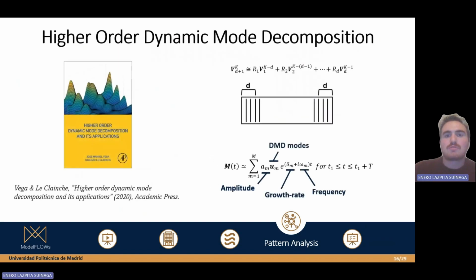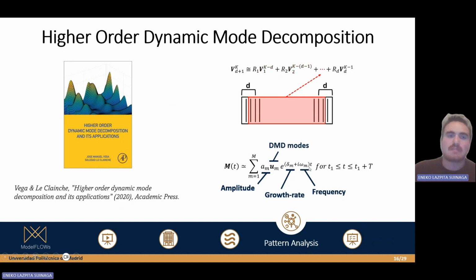So if we want to do a temporal analysis, we will have to go to different algorithms. And in our case, we're going to use the higher order dynamic mode decomposition. And that is well explained in this book, where you have different examples or even the code, so you can check it out. But basically what we are trying to do is, with some kind of windowing process, obtain the different DMD modes that have an associated amplitude, growth rate, and frequency.